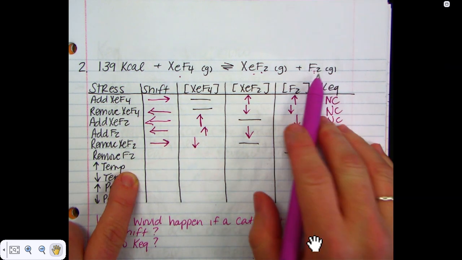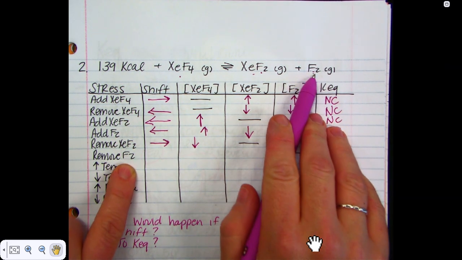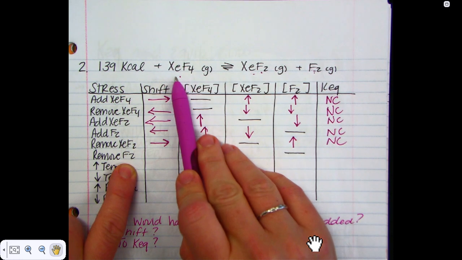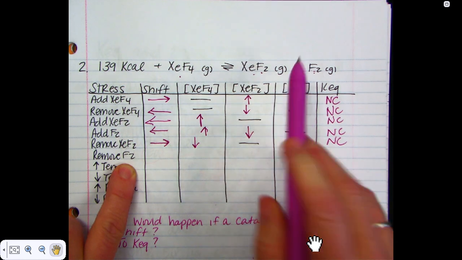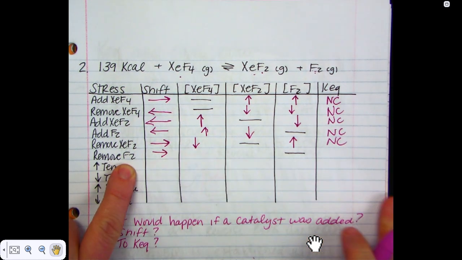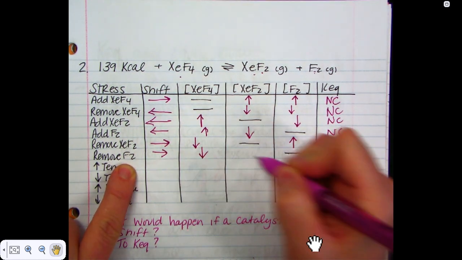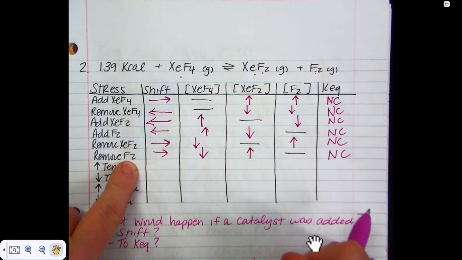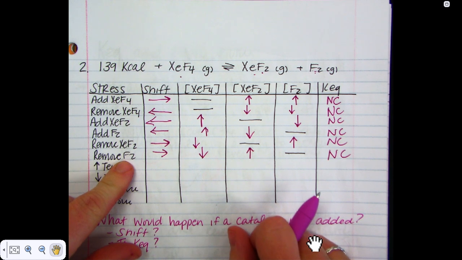If I remove some F2, I've got to replace it. The only way to replace it is to break down the XeF4 to make more. So I'm going to shift to the right. The XeF4 goes down, the F2 goes up, and no change in the value of Keq. Okay.